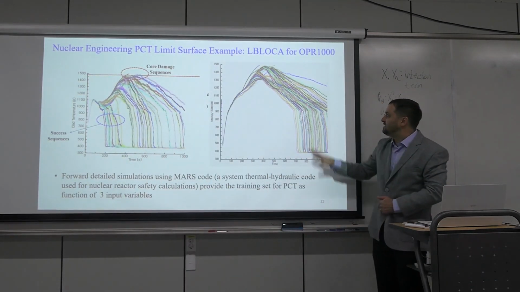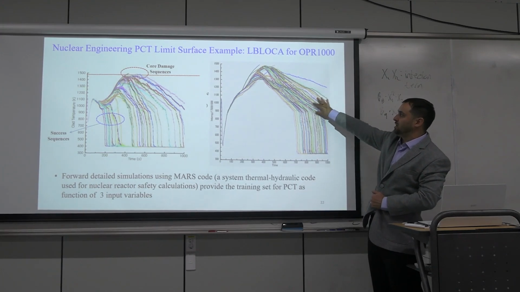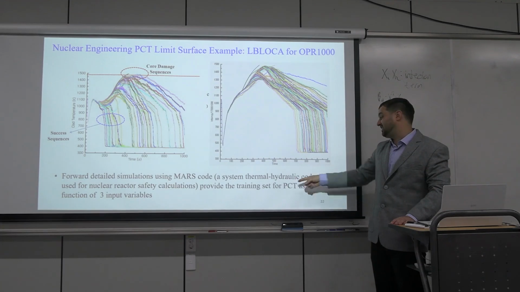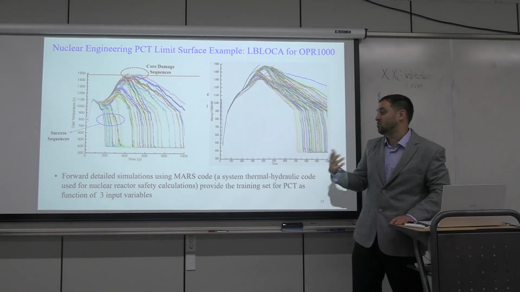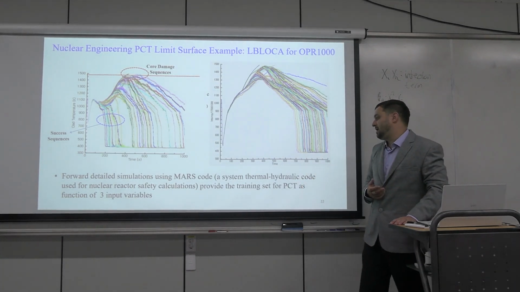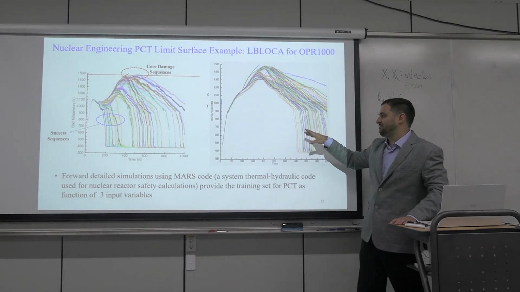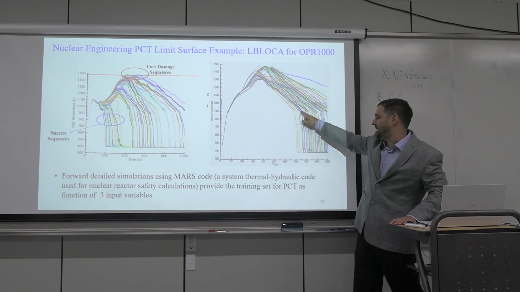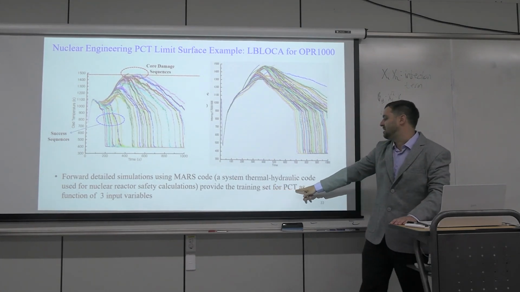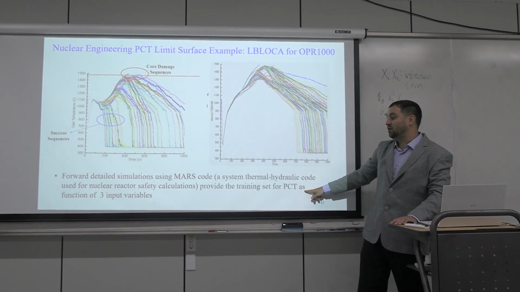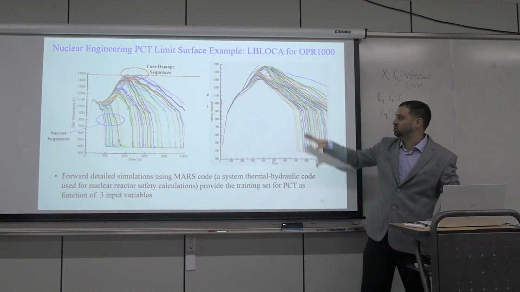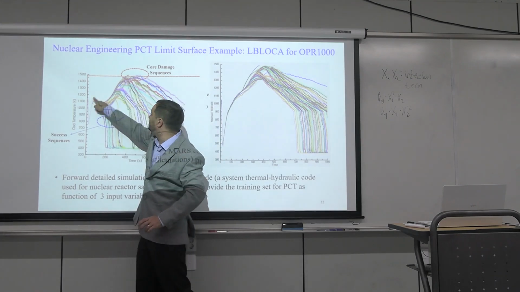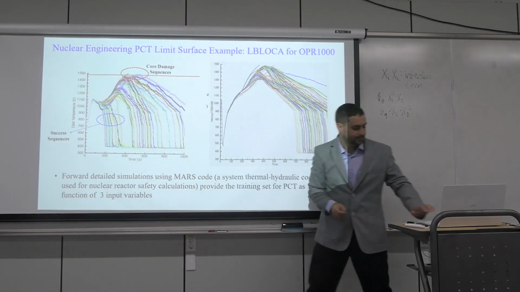And so in these simulations, here are some more examples. These simulations are done with the MARS code, which is what's called a system thermal hydraulic code used for nuclear reactor safety calculations. And so this is computer simulation data, which provides the training set for the peak clad temperature as a function of 3 input variables. So this is sort of the raw data. And we take each one of the maximum temperatures from each simulation as a data point.